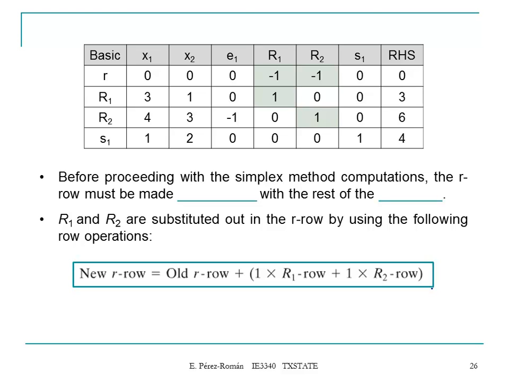So before proceeding with the simplex method computations, the R row must be made consistent with the rest of the tableau. So R1 and R2 are substituted out in the R row by using the following row operation. So we're going to perform those same steps to make that row 0 in the tableau. So I think I have that in the next slide.